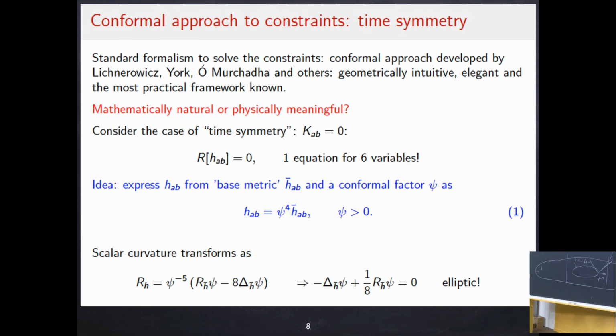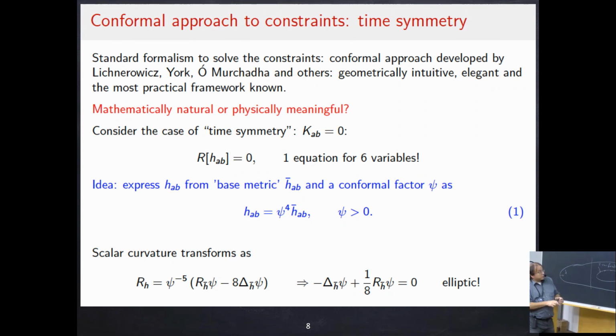Let's do time symmetry, so the extrinsic curvature is 0. Then the only equation that we have is that the scalar curvature of the metric is 0. All right, but now the metric is a symmetric 3 by 3 matrix, which has 6 variables. We just have one equation for 6 variables. Isn't that convenient? Because we could make an ansatz, so this is h_xx, h_xy, and so on, and we say we just leave one free. So we leave this one free and fix all the other ones. But why pick h_xx? This is not very natural.